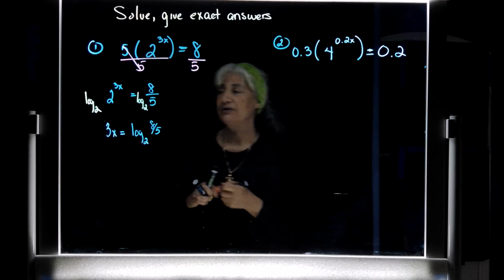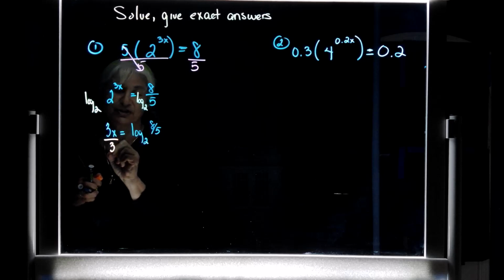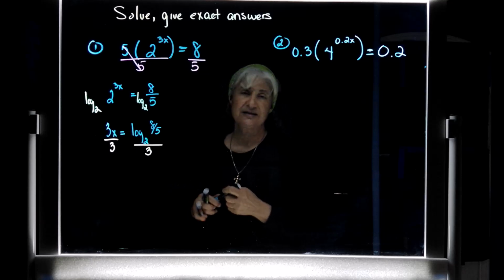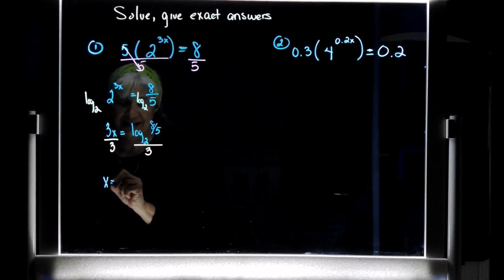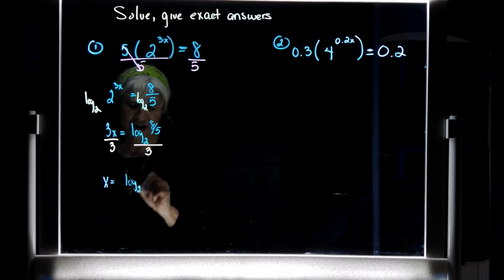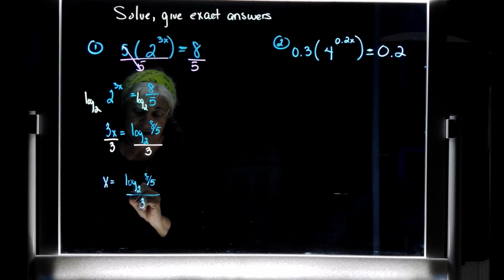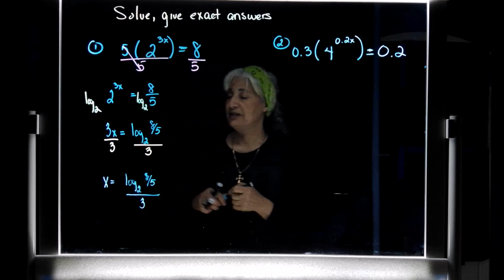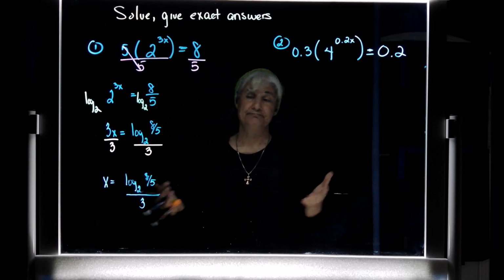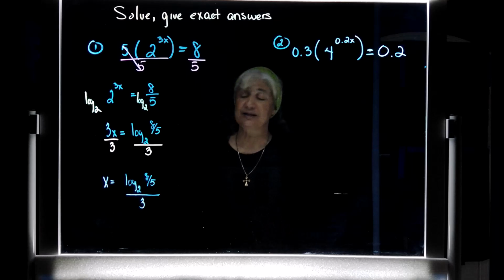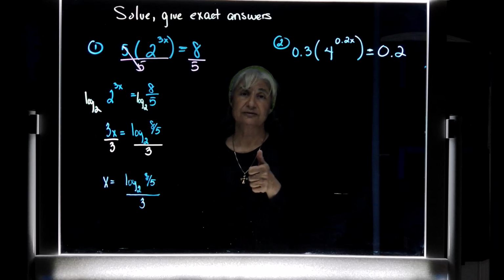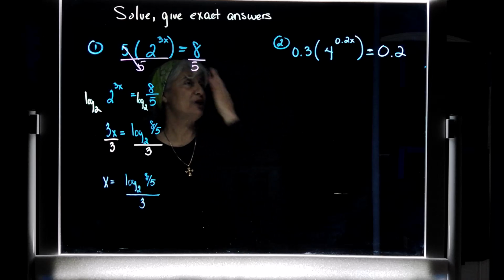And here's where your answers start to look a little wonky. You're like, that's a crazy looking answer. And they said to give them an exact answer. So that's what I'm going to do. I am going to give them an exact answer and not worry about how interesting the answer looks. And then if they want a decimal, I'll have to punch that in. But they said an exact answer, so there you go. Cool? Excellent.